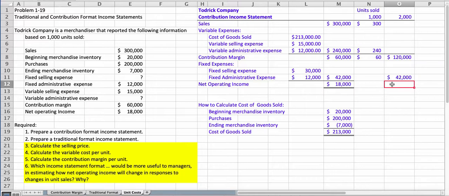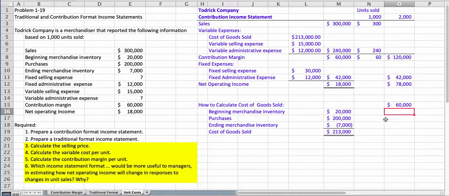So when we double the number of units, you can see that net operating income will change from 18 to 78. That's a change of $60,000. Now, this is the relationship. The change of 1,000 units, I'm going to put it down here so you can see it. The increase of 1,000 units will add $60,000 because we multiply it by the contribution margin.